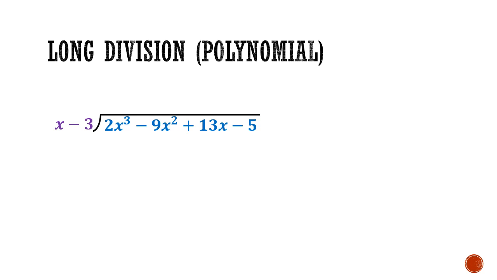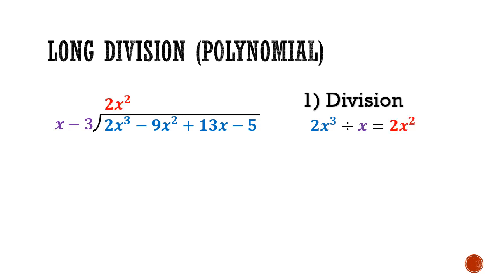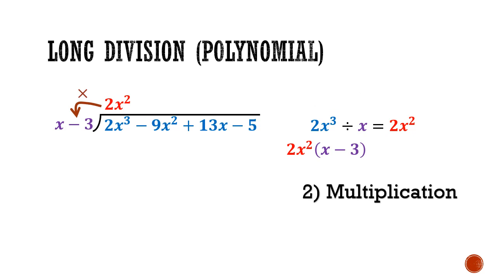Polynomial long division mirrors its arithmetic counterpart, and it comprises 3 steps that we will keep repeating until the end. Step 1. We start by dividing the leading terms. 2x cubed divided by x. This gives us 2x squared. Next, step 2, we will multiply 2x squared with x minus 3, the divisor. This will give us 2x cubed minus 6x squared.